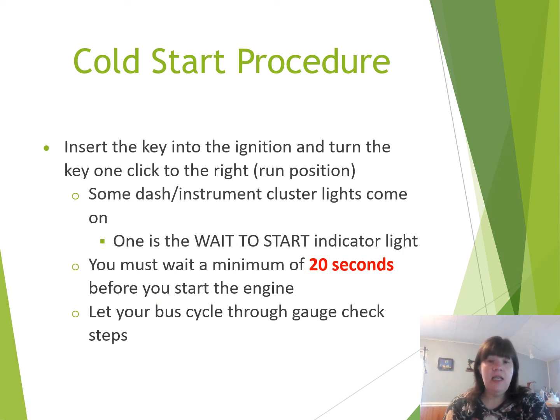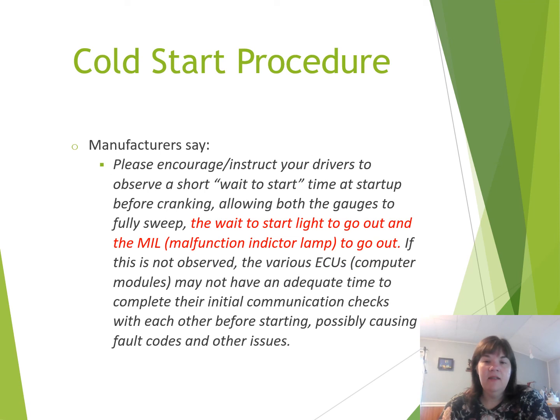So you insert the key into the ignition, you turn it to the right one position, so you turn the ignition on, but you don't crank it. And then you wait at least the minimum of 20 seconds. That's going to allow all of those gauges to do their cycle. You want to let those gauges cycle through and allow them to do their thing. And then when that's done, you can turn it over.